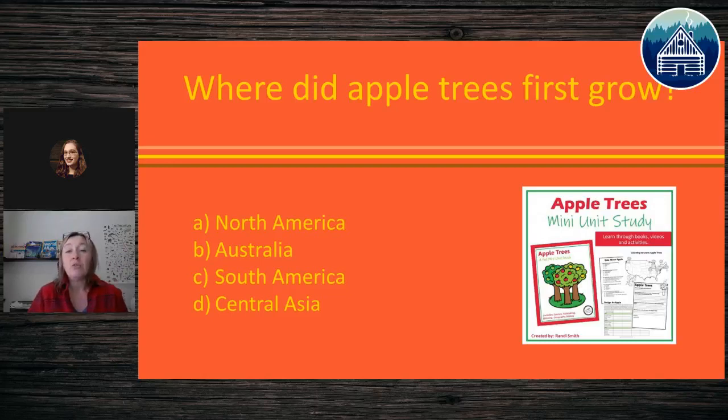And there are many who think apple trees were the first tree that humans started growing on purpose as farmers. I'm going to guess D, Central Asia. What do you guys think? Ooh, Natalie's getting very specific here. Any other guesses? You said D, right? I did.